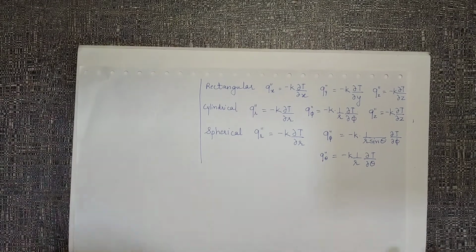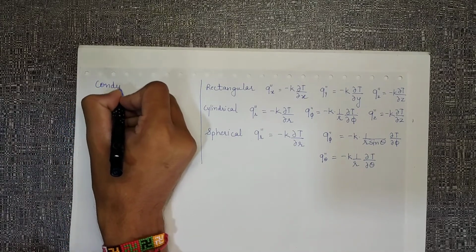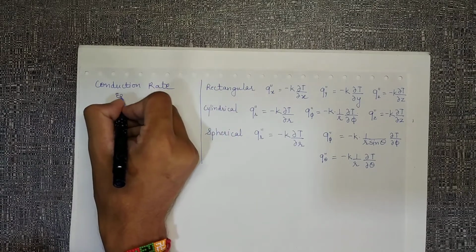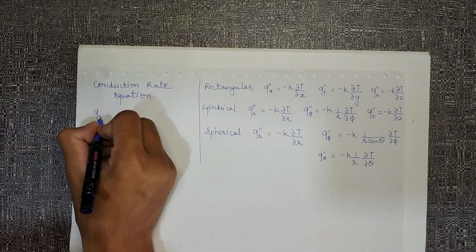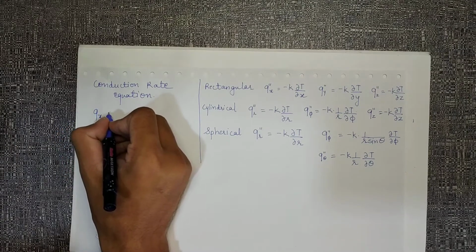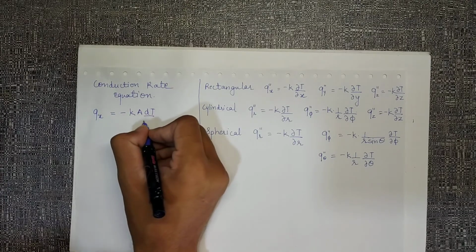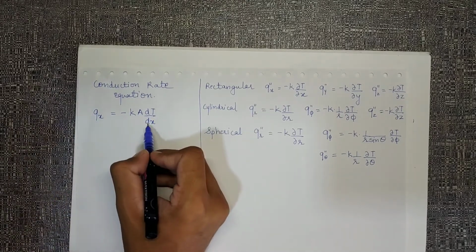In this video we are going to understand the conduction rate equation, or Fourier's law equation, in different coordinate systems. We have the conduction rate equation known to us, which is Qx is equal to minus K A dT by dx. So this was for one dimension, when I am using d.